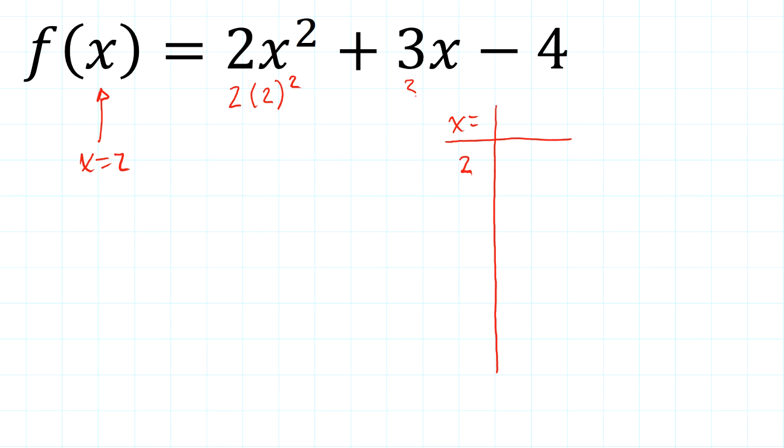And I'll come over here and I'll say 3 times, again, x is 2, and then minus 4. So if I look at this, I've got 2 times 2 squared, so that's 2 times 4, so I've got an 8, plus 3 times 2 is 6, and then minus a 4. So I'm looking at that as 8 plus 2, right? 6 minus 4 is 2, so 8 plus 2 is 10. So when x is 2, this function produces an output of 10. That's what the whole function is.